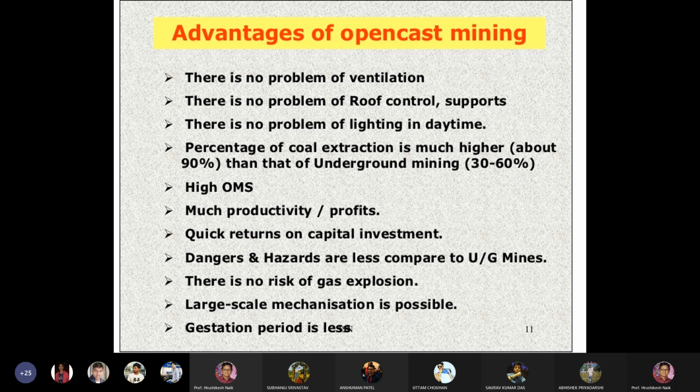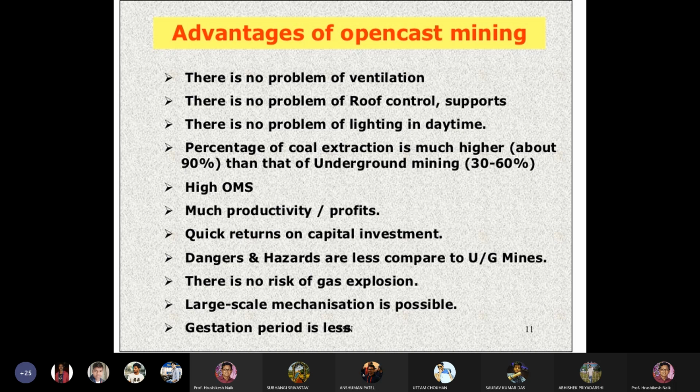And the percentage of extraction is much higher in open cast mining. 90% of the mineral can be mined if you are going for open cast mining. Whereas in the case of underground mining, the percentage extraction is only 30 to 60%. The remaining 40% you have to leave as pillars. You cannot take it out 100%.